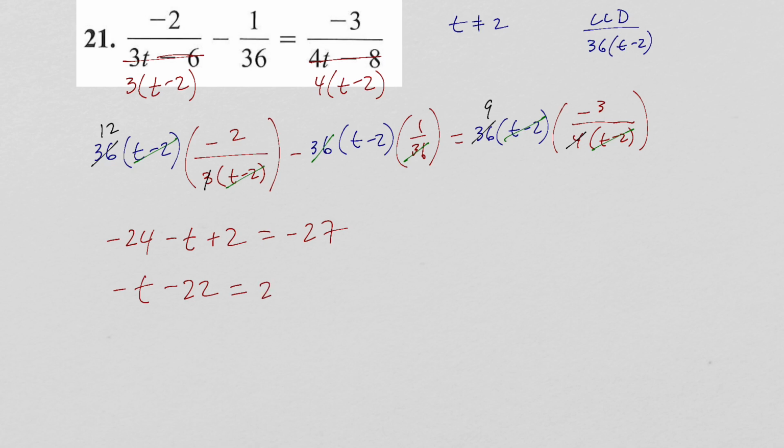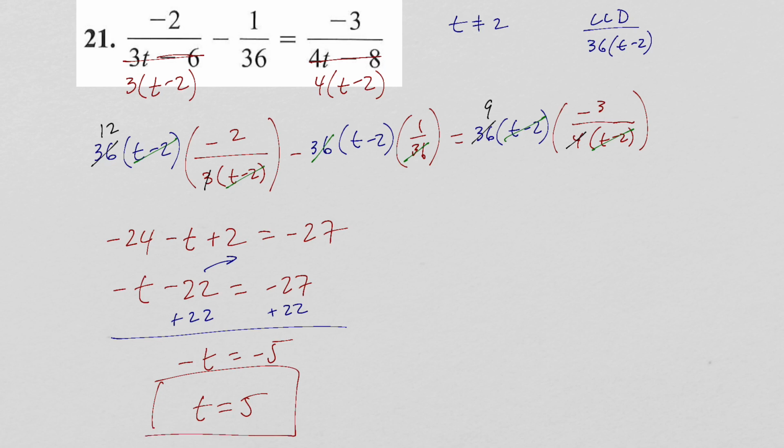Now let me do that better. Now I'm going to add the 22 to each side, and I get negative t is equal to negative 5. That tells me that t is equal to positive 5. And if I look back at my restricted value, t could not be equal to 2, so 5 is okay. And that's it.